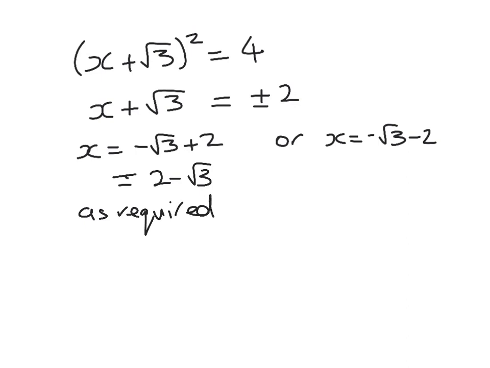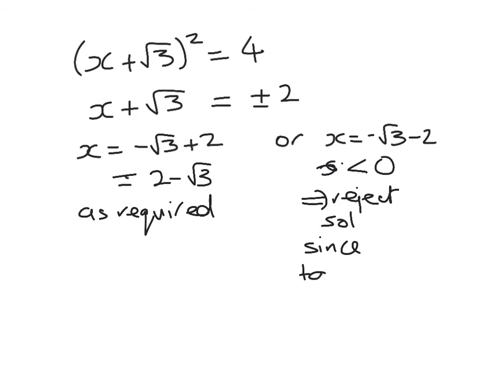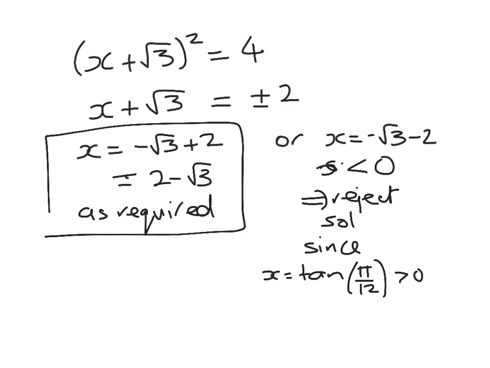Well, x, negative root 3 minus 2 is less than 0, so we reject this as a solution, because we know that tan of pi on 12, which is what x is, must be positive. Okay, so there's that one done. Right, last question coming up.